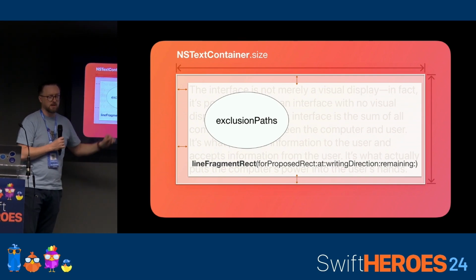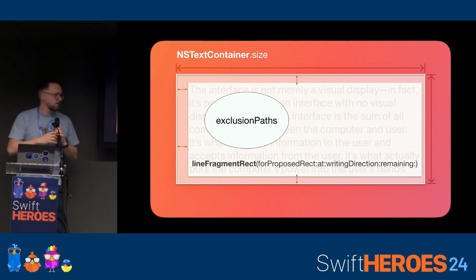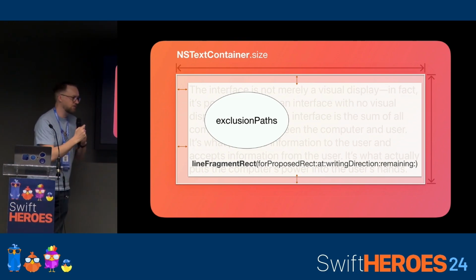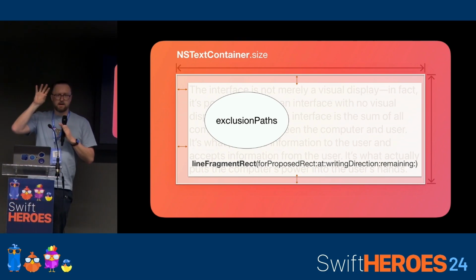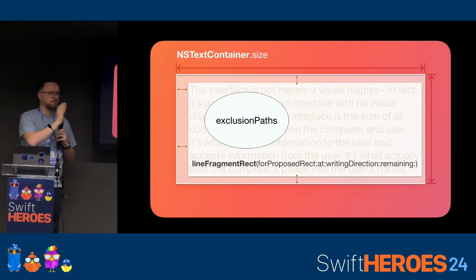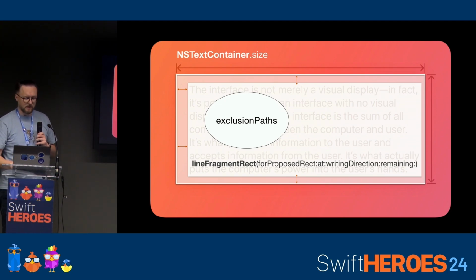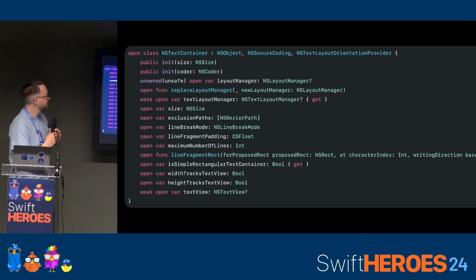Then there's a line fragment function. The line fragment function allows us to customize the margin of each fragment. It's called for each fragment and says, okay, I calculated it as 5, but how do you feel? Should it be 5 or should it be a different value? So you can customize the rectangle of the fragment.